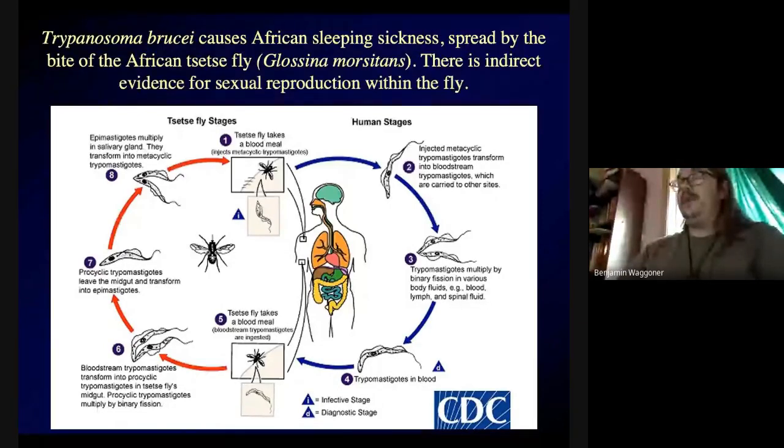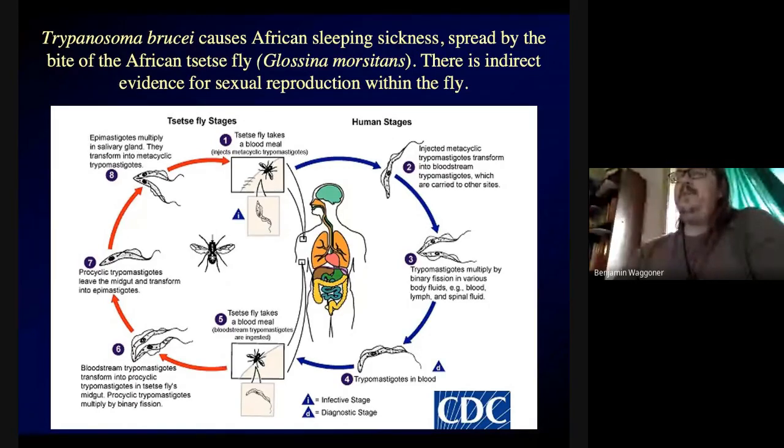They reproduce within the human bloodstream, are picked up by the bite of a tsetse fly. They reproduce within the fly and enter the fly's salivary glands and get injected when the tsetse fly bites another victim. There's indirect evidence that these go through a sexual stage within the fly, but we've never really caught them at it. We don't really know what that looks like, but we find evidence of genetic recombination in Trypanosoma taking place somewhere in the fly.